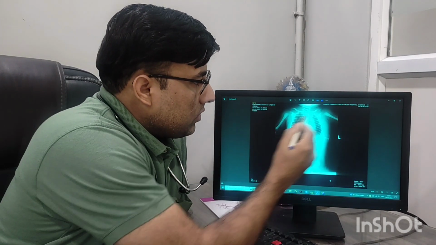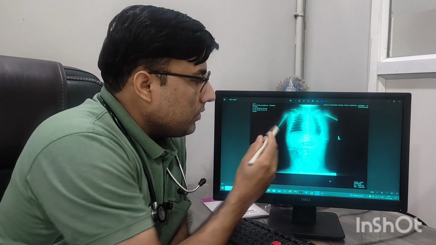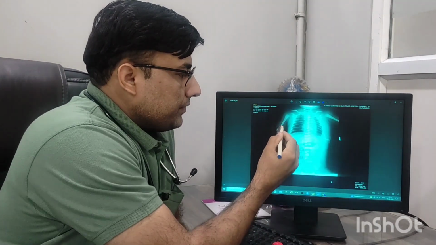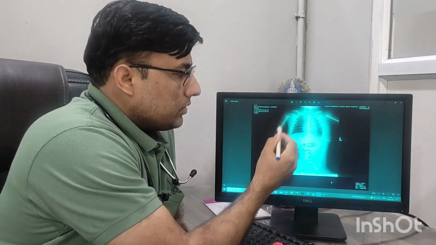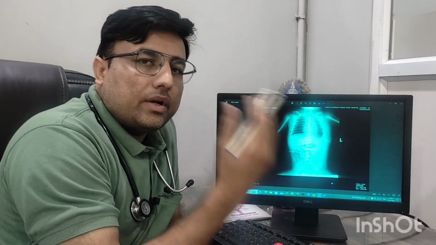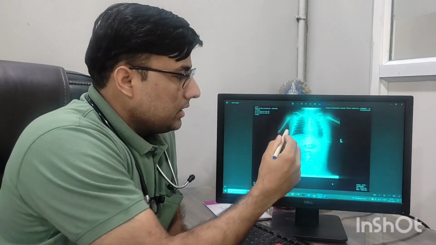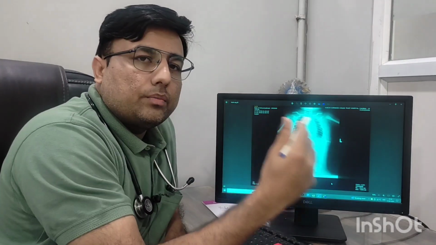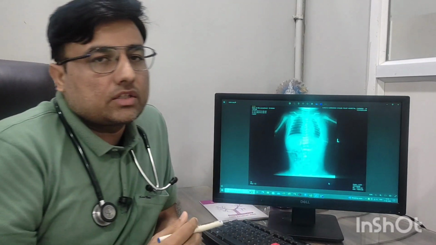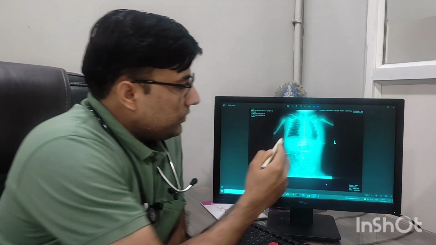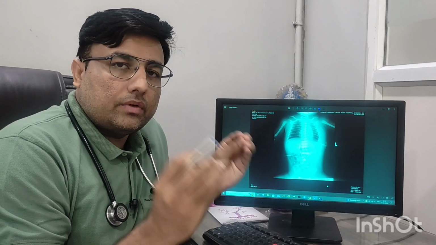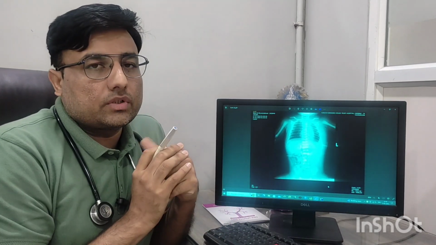Then we'll look for long bones. If long bones appear to disappear, means if it is not visible, bright or white, it is more like black, bones are not visible, means it is overexposed film. It is hyperlucent, so long bones will not be prominently visible, means it is overexposed film. So these points are there, so we can differentiate between underexposed or overexposed film.